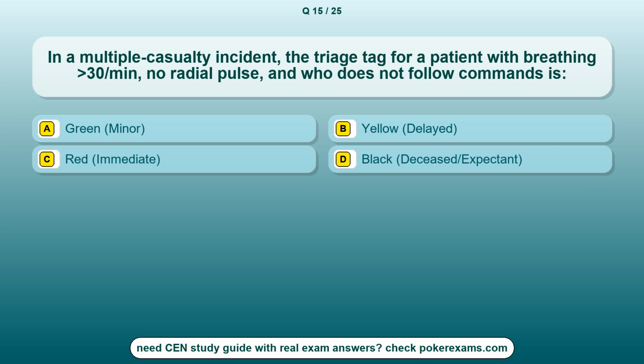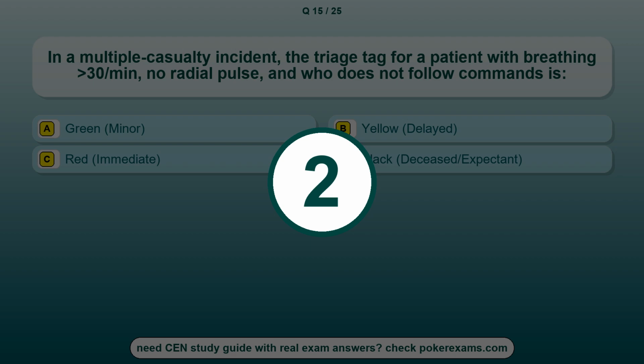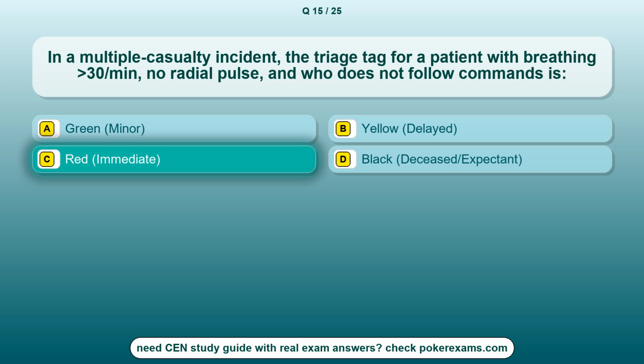Question 15. In a multiple casualty incident, the triage tag for a patient with breathing 30/min, no radial pulse, and who does not follow commands is option A, green, minor. Option B, yellow, delayed. Option C, red, immediate. Option D, black, deceased/expectant. The correct answer is option C, red, immediate.